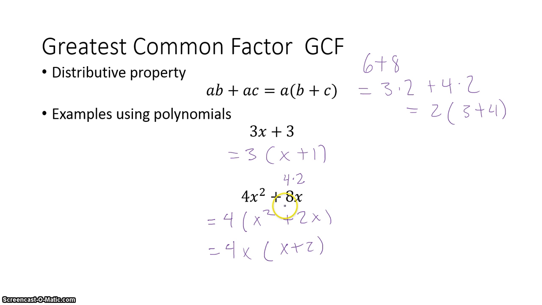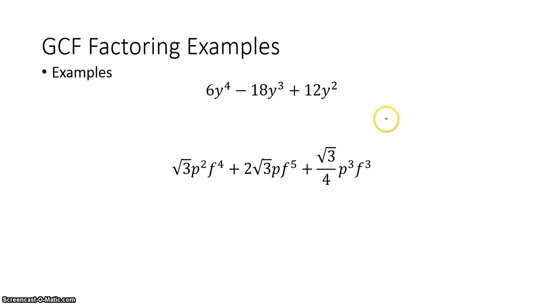Now, you don't need to go through the step of factoring off each term individually. Once you notice that 4x is your GCF, you can go ahead and factor that off all in one step to get to this line. Some more examples.